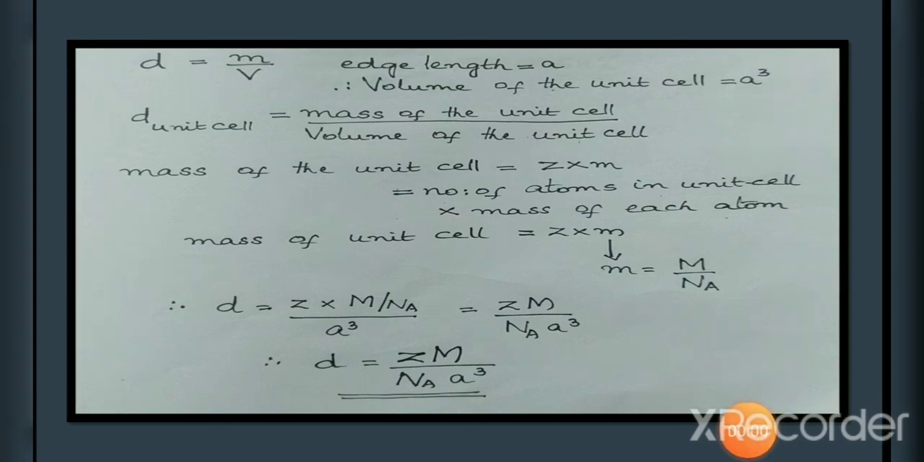Avogadro number. You know that the number of atoms present in a simple cubic lattice is 1, body-centered lattice is 2, and face-centered lattice is 4. So, for simple cubic lattice, take the value of Z as equal to 1, for body-centered Z is equal to 2, and for face-centered Z is equal to 4.